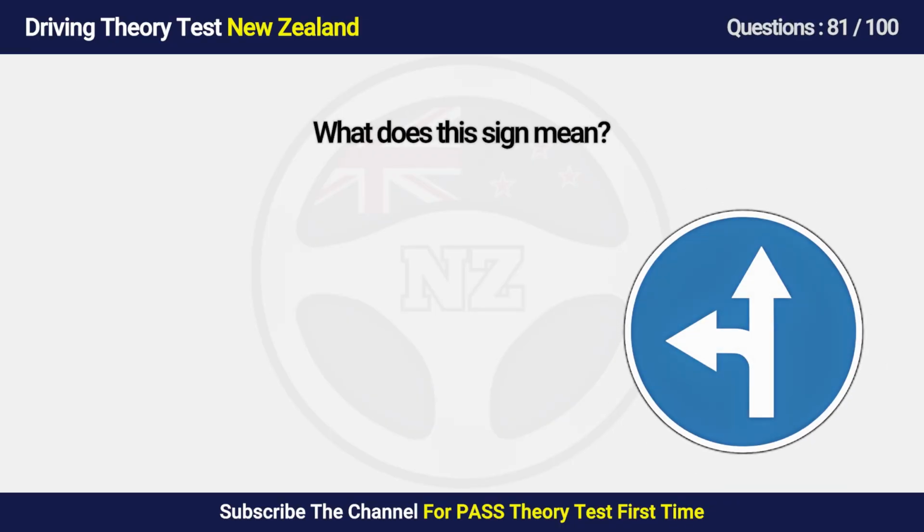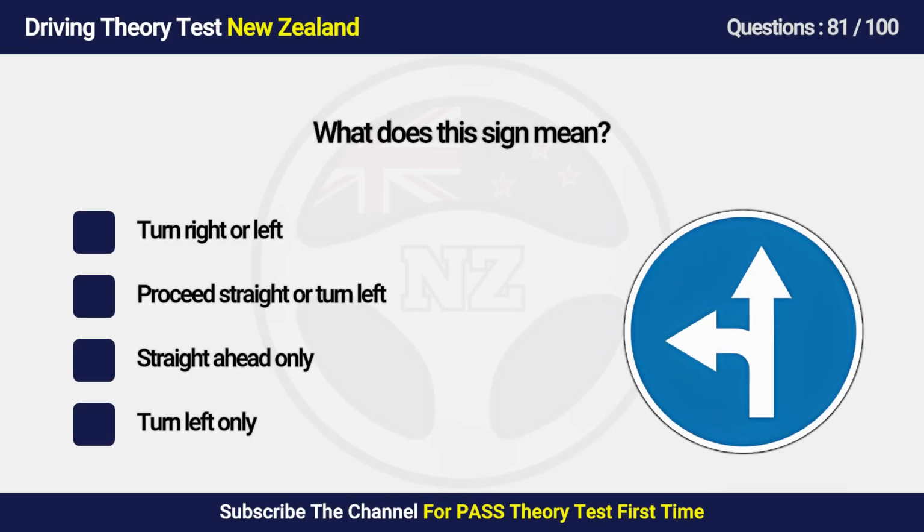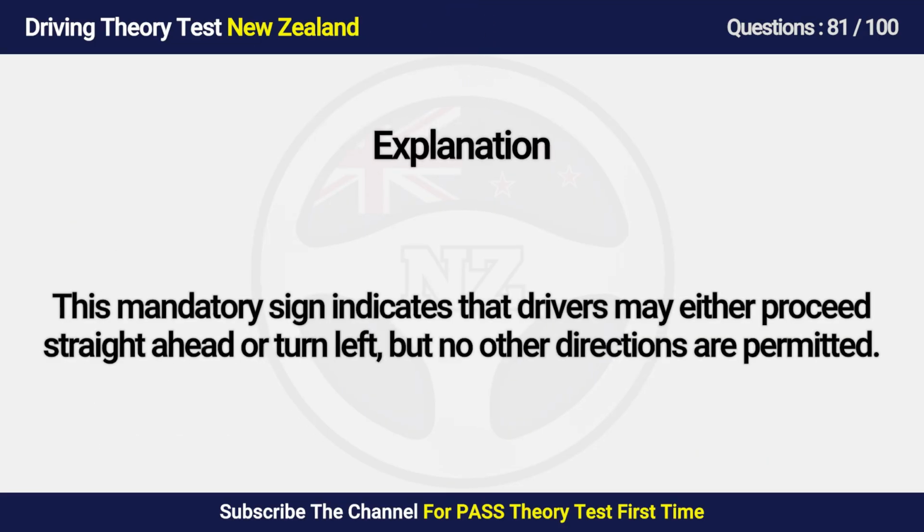Question 81. What does this sign mean? A. Turn right or left. B. Proceed straight or turn left. C. Straight ahead only. D. Turn left only. Answer is B. Proceed straight or turn left. This mandatory sign indicates that drivers may either proceed straight ahead or turn left, but no other directions are permitted.